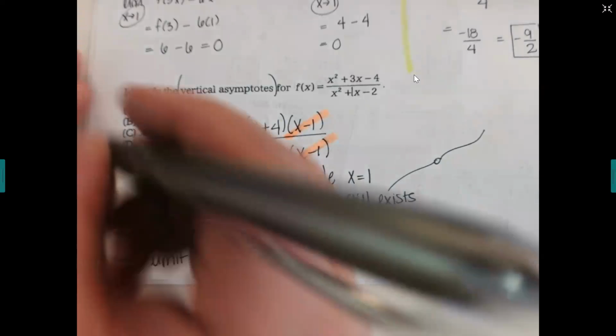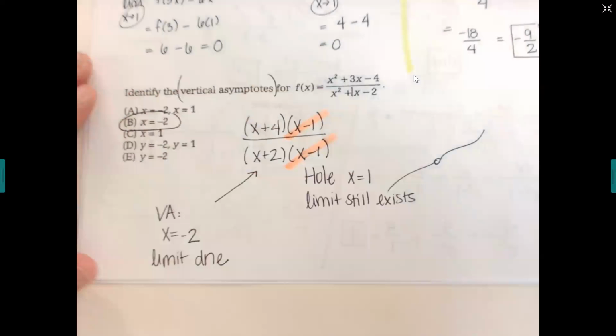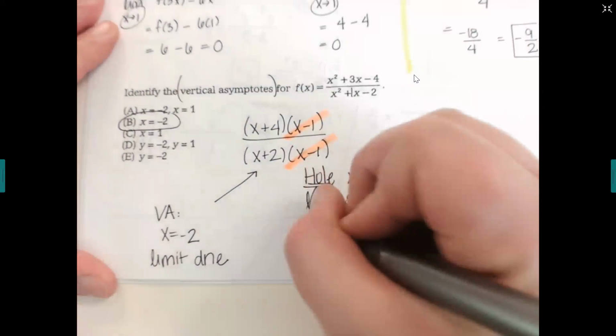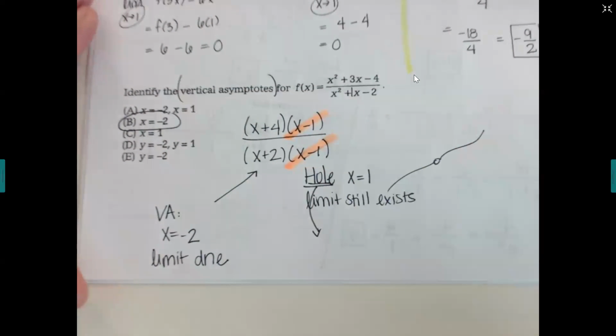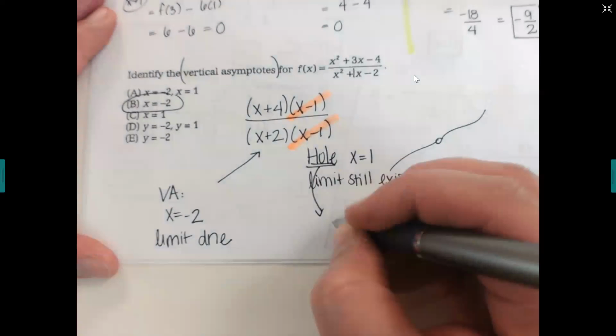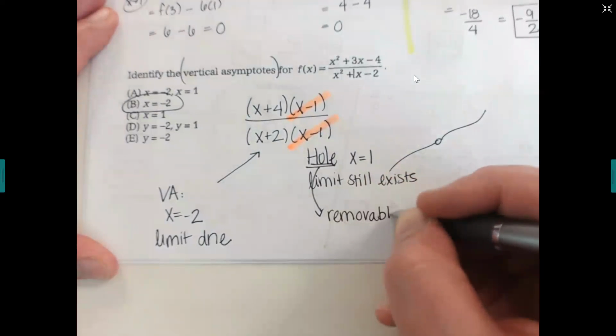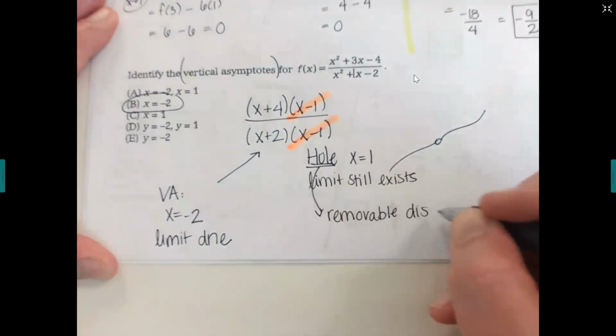Okay, so we would pick which one? B, yeah. Okay, now one more thing I want to remind you of. A hole is what we call it in pre-cal. That's not the calculus term that they're going to use. You guys are going to see it as a removable discontinuity.